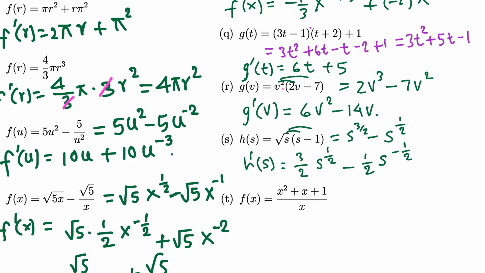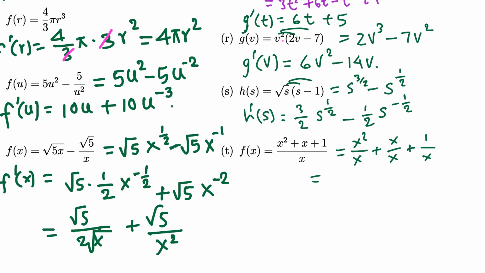And last question, we got a fraction here. So let me get rid of this fraction. So we can separate into 3 fractions: x squared over x plus x over x plus 1 over x. Let's simplify. So x squared over x, one copy cancels from top and bottom, just x lives on the top, plus x over x is 1, plus 1 over x. We need to get rid of this fraction, move this up, so x raised to negative 1.